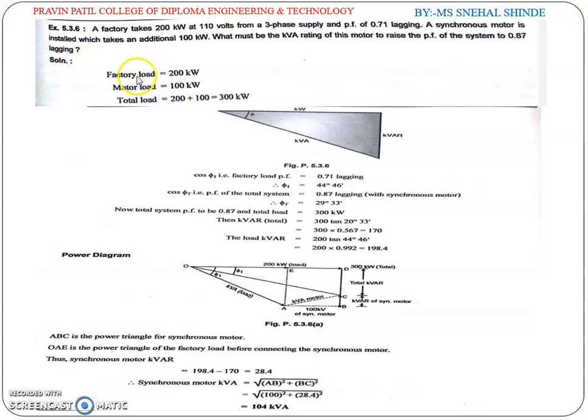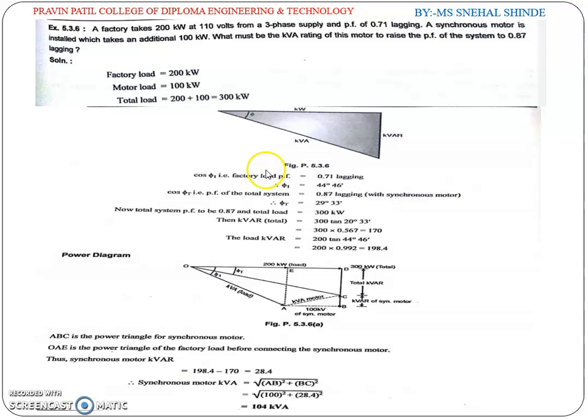So the solution is: factory load equal to 200 kilowatt, motor load equal to 100 kilowatt, and total load will be the addition of it. So 200 kilowatt plus 100 kilowatt equal to 300 kilowatt. So now is the power triangle. Here is the kilowatt, here is the kVAR, here is the kVA.